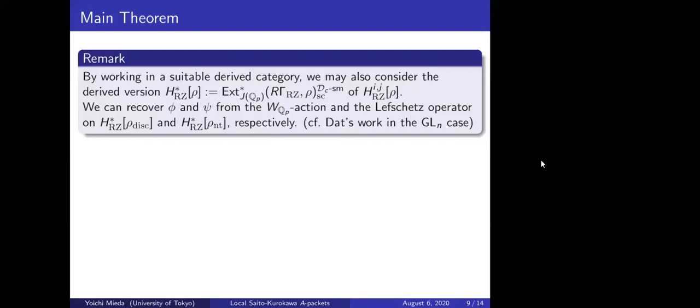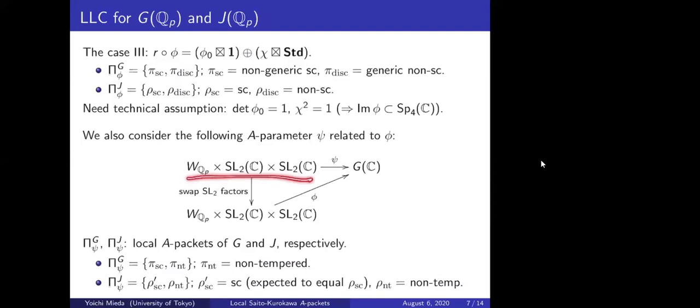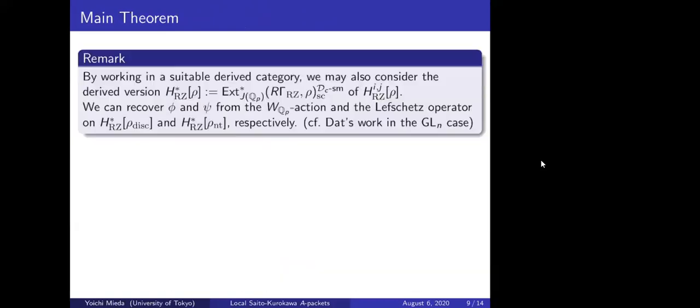So in the GL_n case, there's work by that on this along this line, and this is a generalization of his result to the GSp4 case. So roughly speaking, the two SL2 factors of an A-packet appear. An A-packet is a homomorphism between this and this. And this first SL2(C) factor comes from the monodromy operator on the cohomology, and the second part comes from the Lefschetz operator on the cohomology. Okay. So this is the remark.